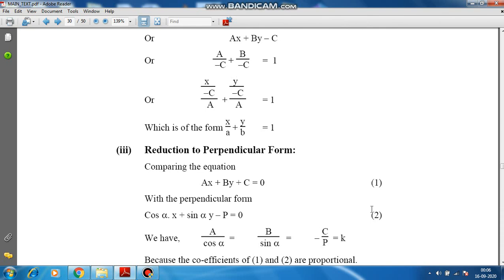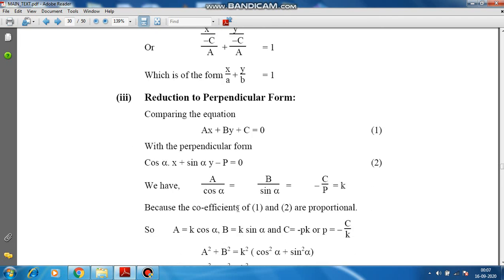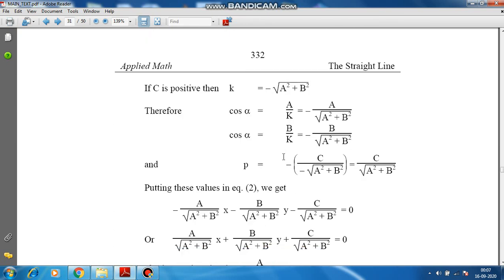Reduction to normal form. This is somewhat typical because there are some conditions in this form. Simply speaking, if c is positive, we have to write minus ax minus by equal to c, and if c is negative, we have to write ax plus by equal to minus c. That is, the right side should be taken positive. Then we have to divide both sides by square root of a square plus b square.